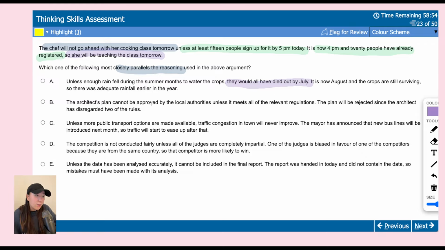The architect's plans cannot be approved by the local authorities unless it meets all of the relevant regulations. And in this case, it's wrong because of this part. So the plan will be rejected because the architect has disregarded two of the rules. So that is not in the positive case. In our original reasoning, we had a successful result. We met the condition. Unless more public transport options are made available, traffic congestion in town will never improve. The mayor has announced that new bus lines will be introduced, so traffic will start to ease up after that. Fulfills all of the conditions of saying X cannot happen unless we have Y. Y has happened, so we can have X.